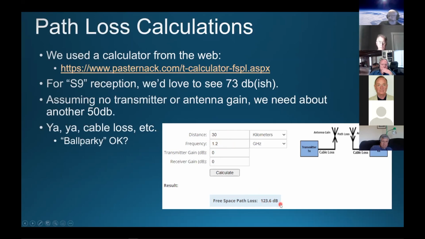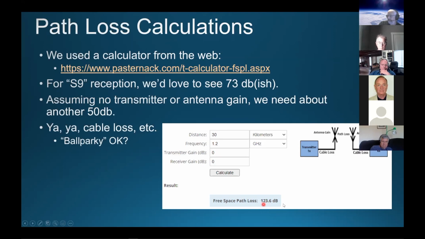We know that S9 reception, solid reception for audio, is good at about 73 dB. So I thought 73 dB would be a reasonable thing to gun toward, or at least to know that I was in the ballpark for receiving decent video. So in this calculation, I assumed no transmitter or receiver gain. I just wanted to know where I was starting from and how far I had to get.